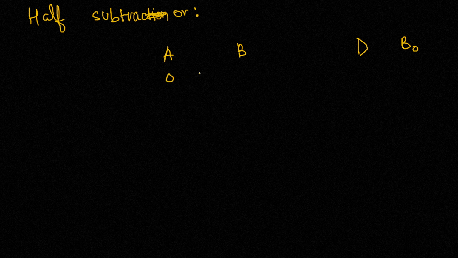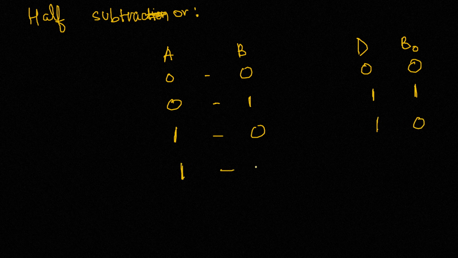So for 0 and 0, 0 minus 0 gives us 0 in the difference with no borrow. Then we have 0 and 1. So 0 minus 1 gives us 1 along with a borrow of 1. So that is 0 minus 1. And 1 minus 0 is just 1 in the difference with no borrow. 1 minus 1 is again going to give us 0 in the difference as well as borrow.